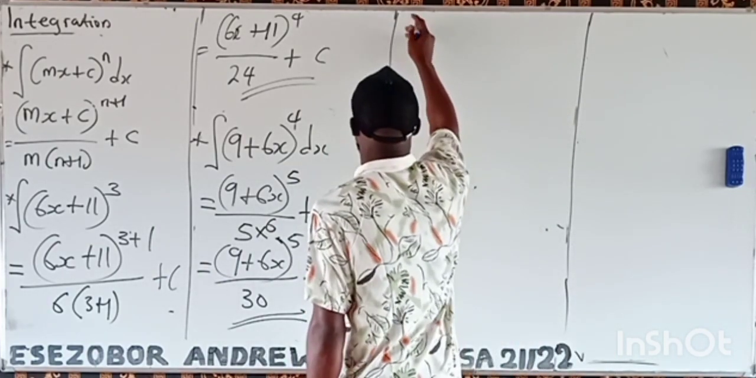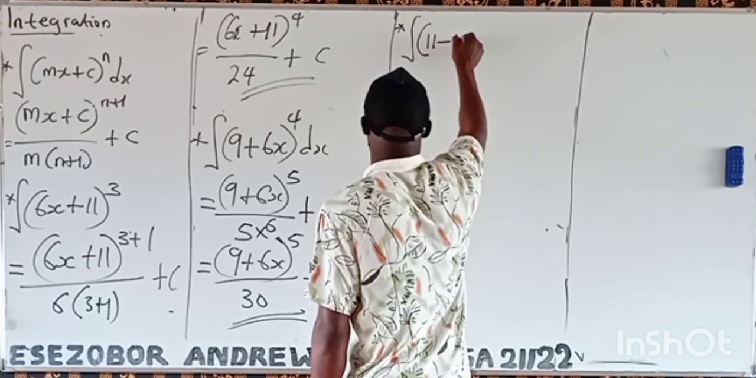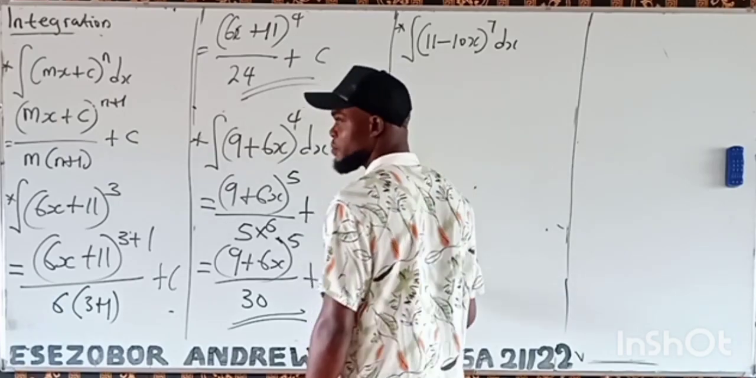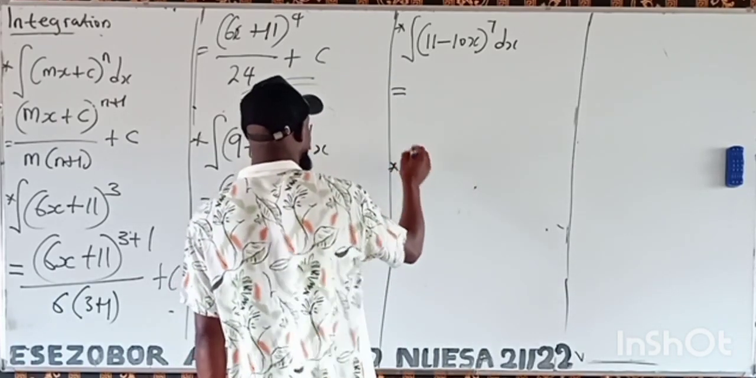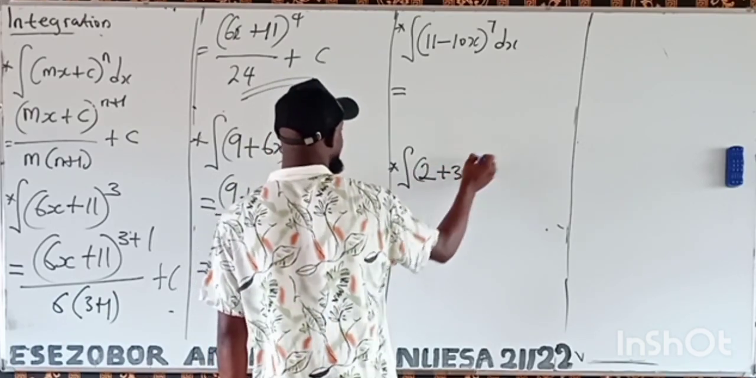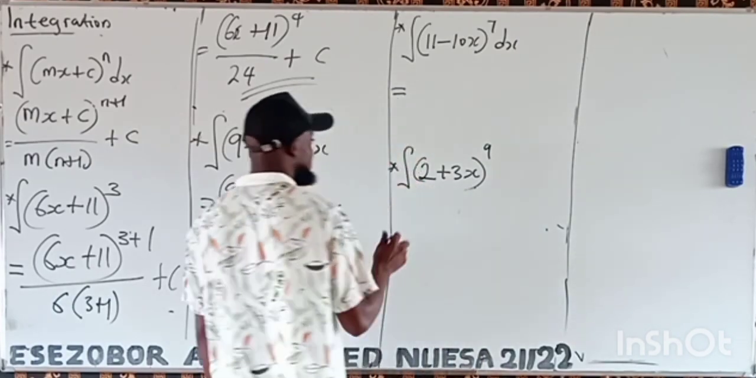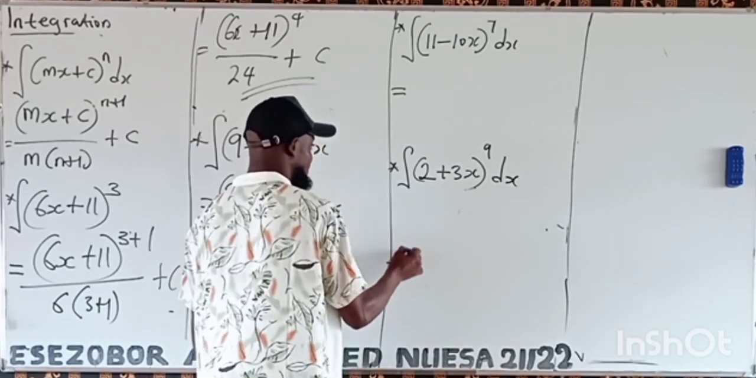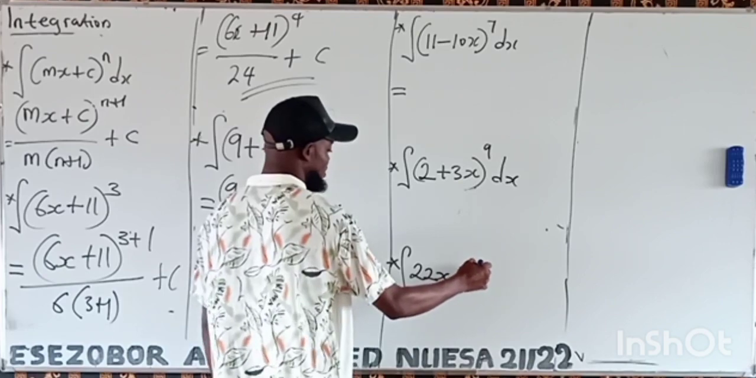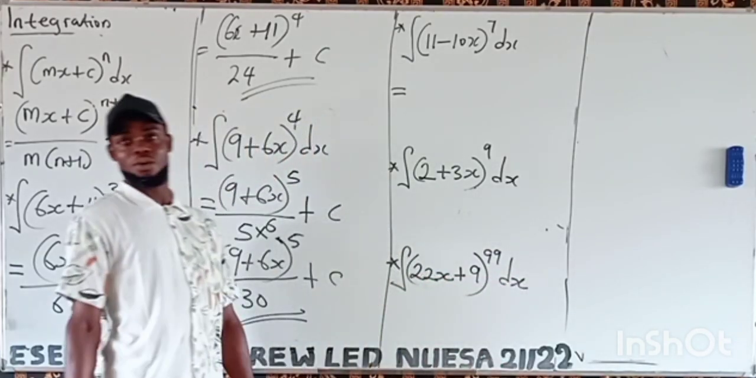So what about if we have the integral of (11 minus 10x) raised to power 7 dx? How are you going to go about this? Let's say we have the integral of (2 plus 3x) raised to power 9. How are you going to go about this? Let's say we have the integral of (22x plus 9) raised to power 99. How are you going to go about this?